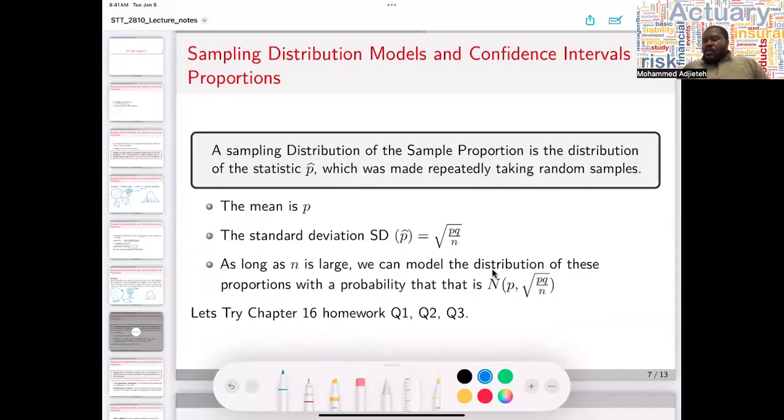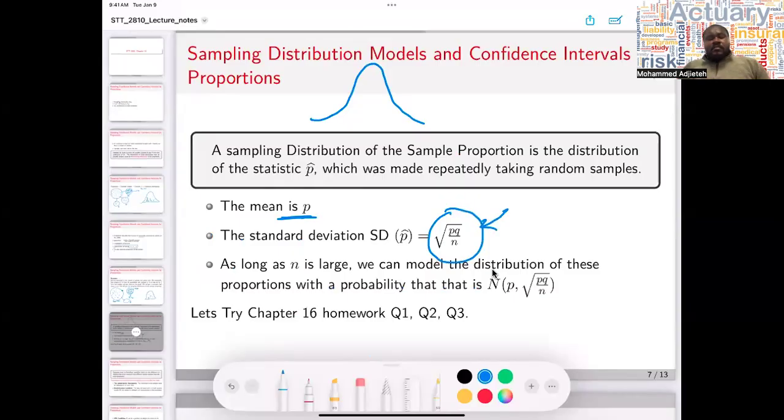So what it means is that we already know the sampling distribution of the proportion is always bell-shaped. Is that okay? And so the mean is P. And then the standard deviation of the sample proportion is given by this. I want you to write this too in your note or in your sheet. This is the standard deviation of the sampling proportion.